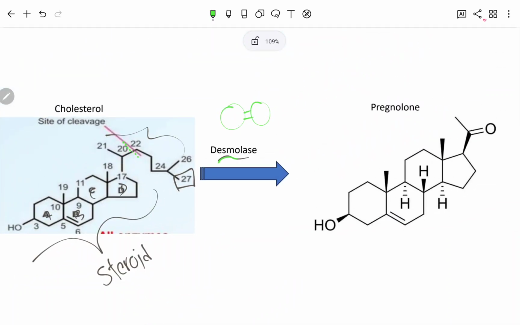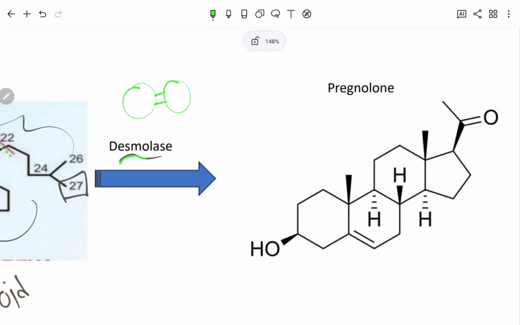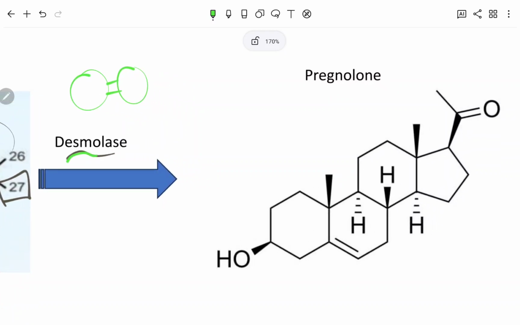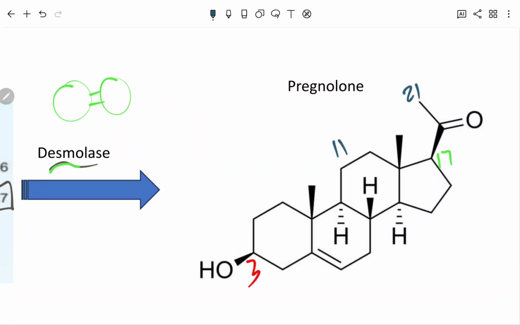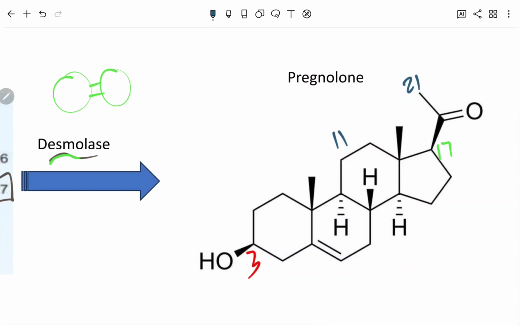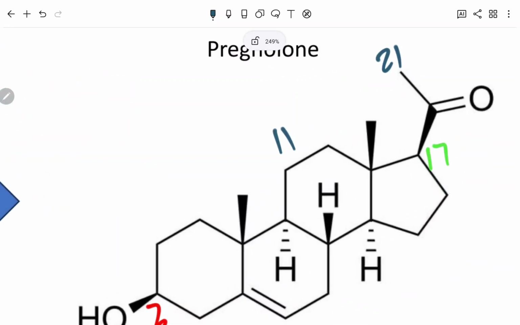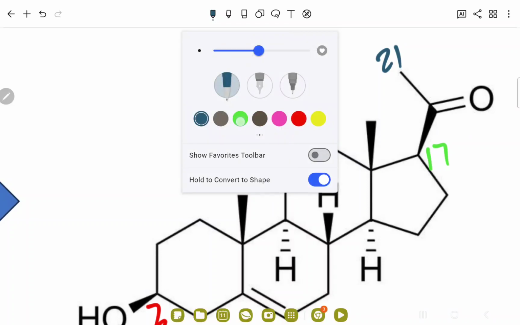Now, pregnenolone is going to undergo a series of chemical modifications. I'm going to pause the video for a while in order to sketch the chemical modifications. So here are the sites of the chemical modifications. Now, the first site of possible chemical modification is going to be carbon number 17. You see, carbon number 17 sounds attractive. I mean, it serves as a cross-link between the steroid nucleus and the hydrocarbon tail. And so it's very attractive for chemical modifications to occur.